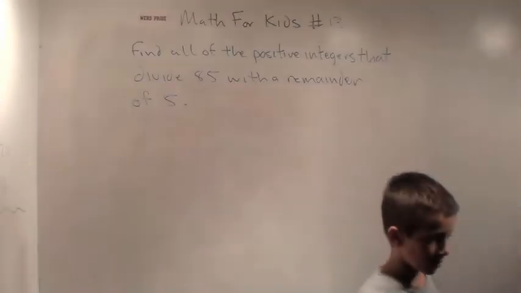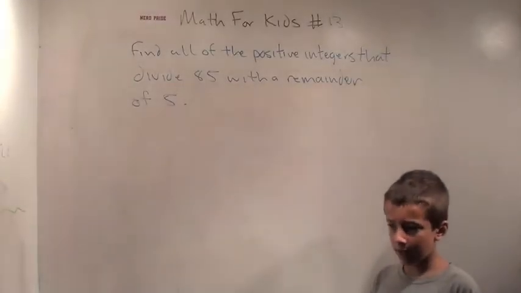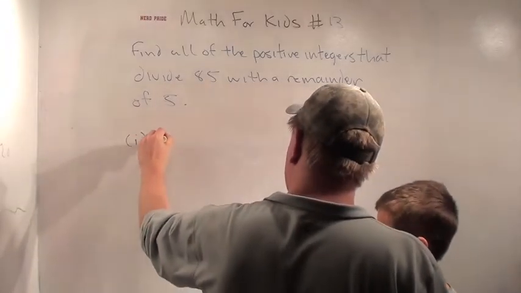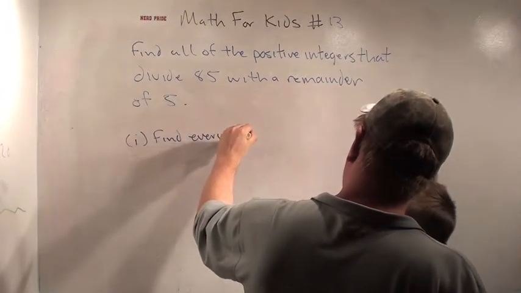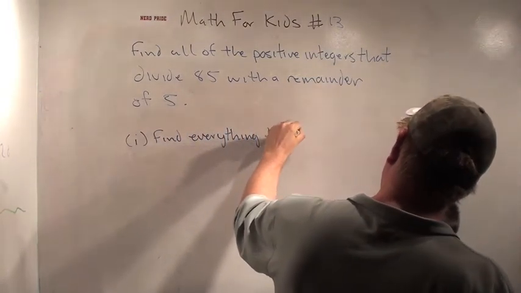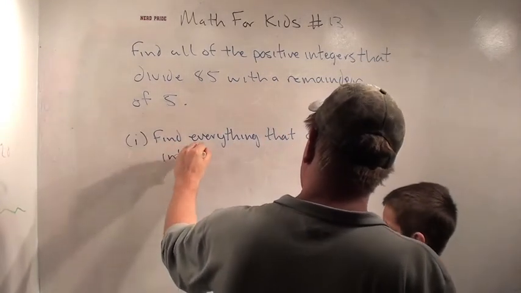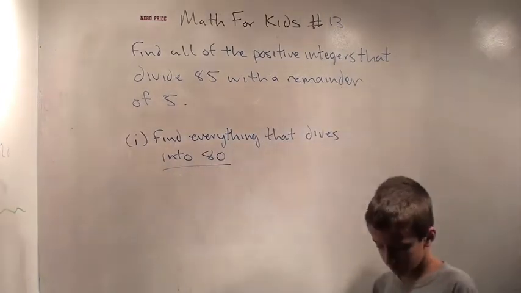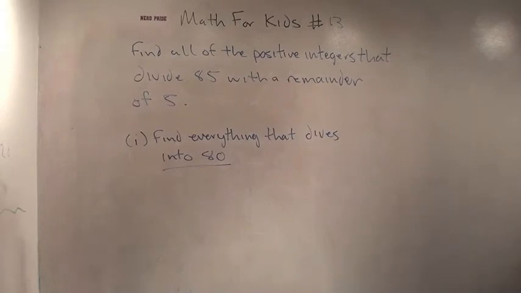So it means that they divide into 80. You're right. It means they divide into 80. So step 1 is find all positive everything that divides into 80. Okay? So let's find everything that divides into 80.